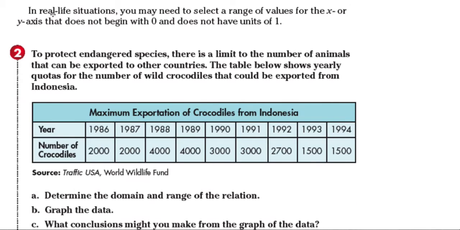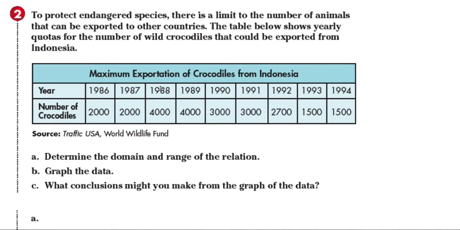In real-life situations, you may need to select the range values for the x or the y-axis that do not begin with 0 and do not have units of 1. What does that mean? Let's take a look at example number 2. To protect endangered species, there is a limit to the number of animals that can be exported to other countries. The table below shows yearly quotas for the number of wild crocodiles that could be exported from Indonesia.